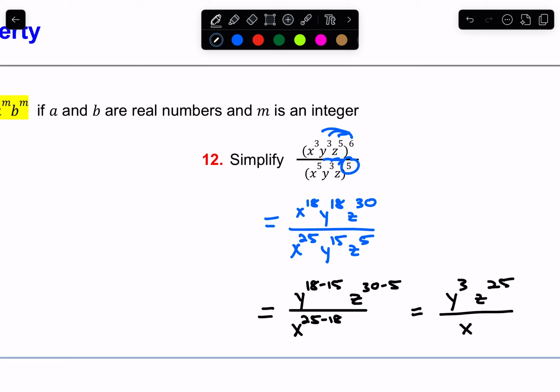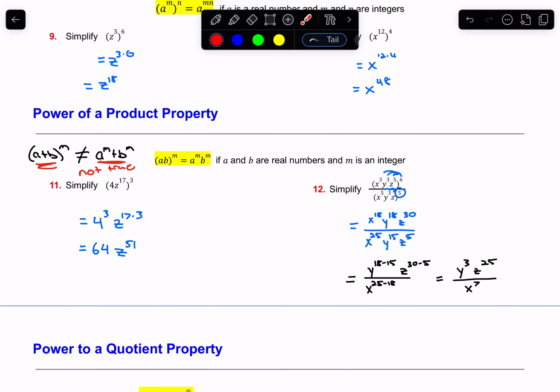All right, when we get this all simplified, we have y cubed, z to the power 25, and in the denominator, x to the power 7, where notice all my exponents at the end are positive because I made good decisions as far as which way to move my variables.